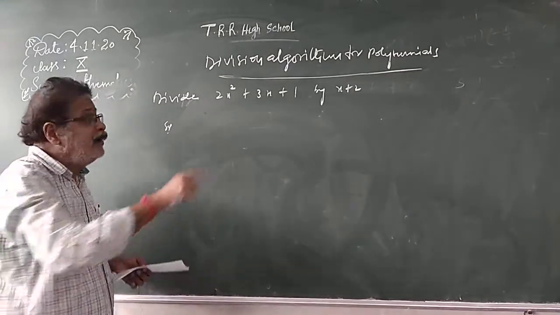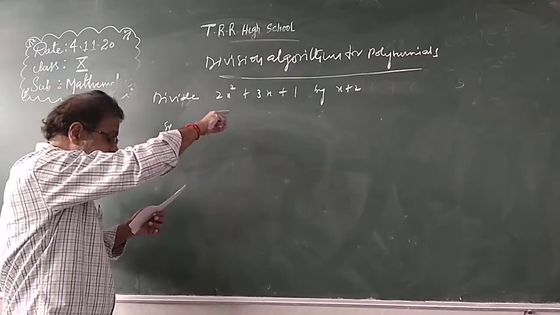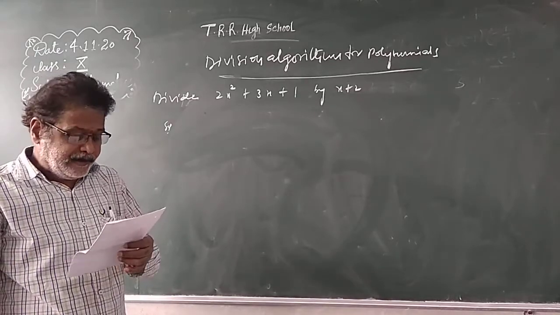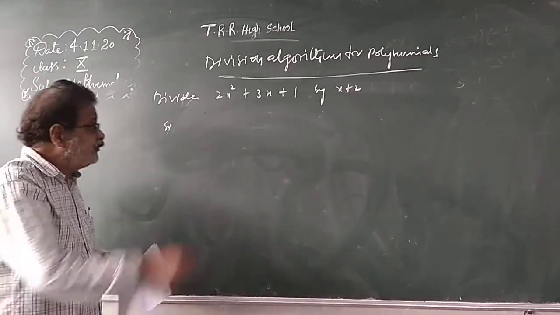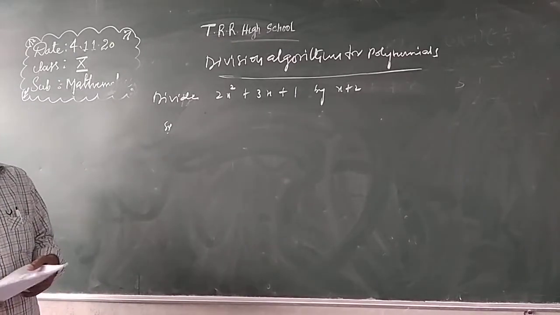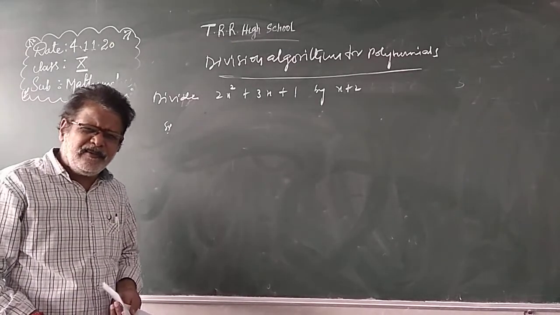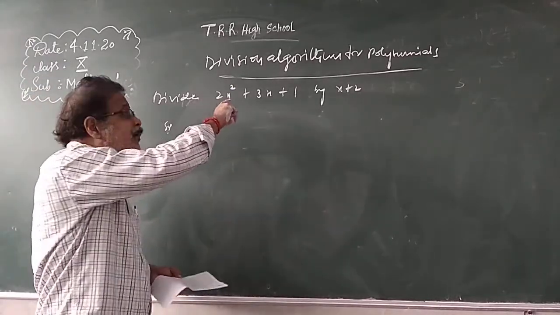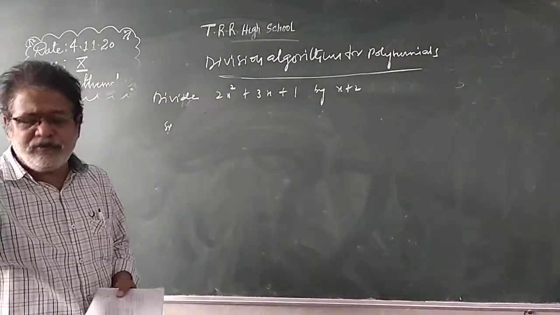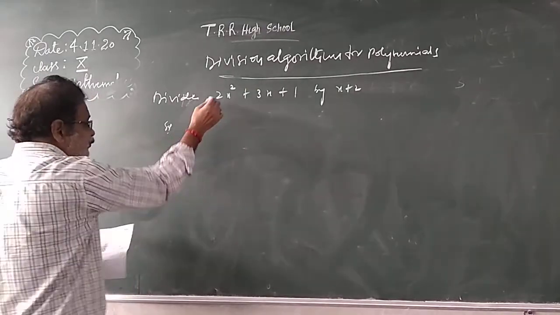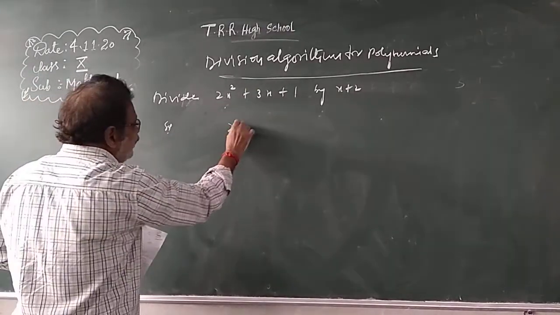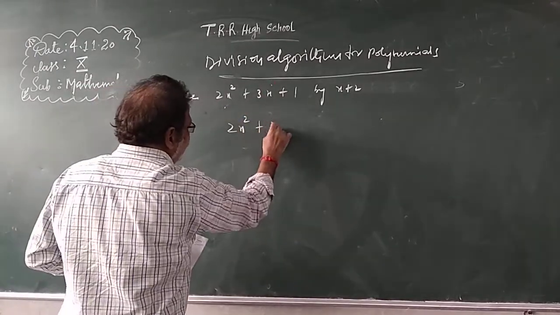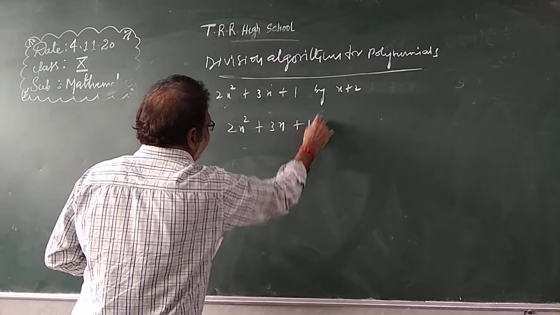We have to arrange the terms of the dividend according to the decreasing order of their degrees. Decreasing means big to small. First the biggest. Which term has the bigger power? This is 2x square. Next power is 1, 3x to the power 1, plus 1, like this.